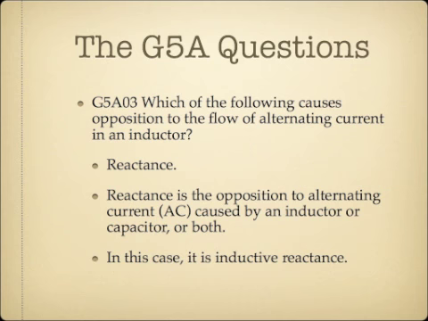Which of the following causes opposition to the flow of alternating current in an inductor? The answer is reactance. And remember the last question when I talked about when you think about reactance, think about alternating current, inductors, and capacitors. And in this case, this is called inductive reactance because it involves an inductor. So essentially, reactance is the opposition to alternating current caused by an inductor or capacitor. So alternating current, inductors, capacitors, think reactance.